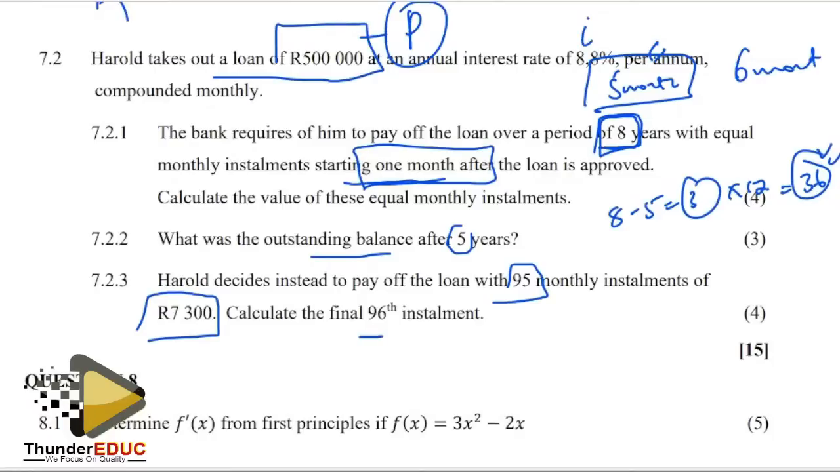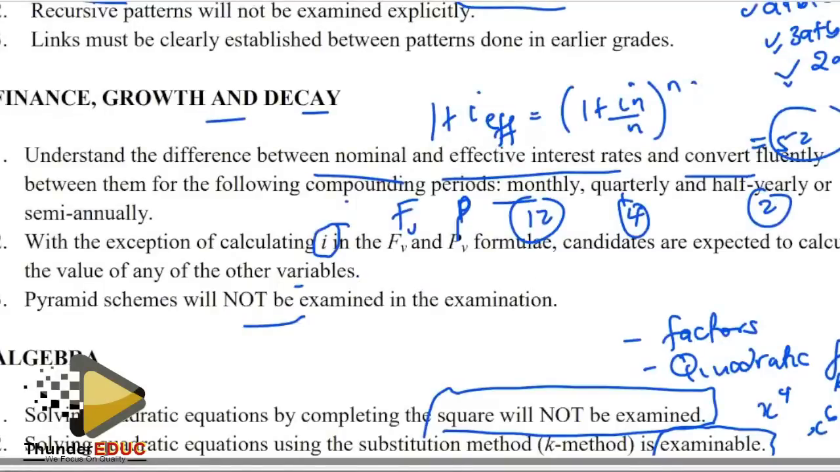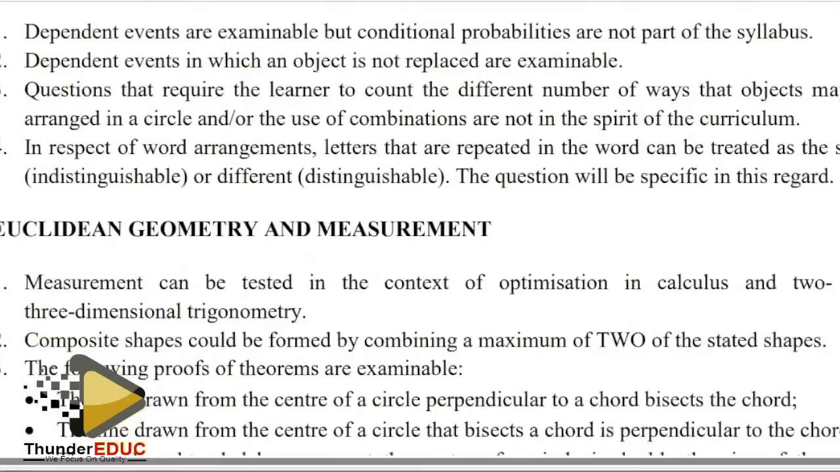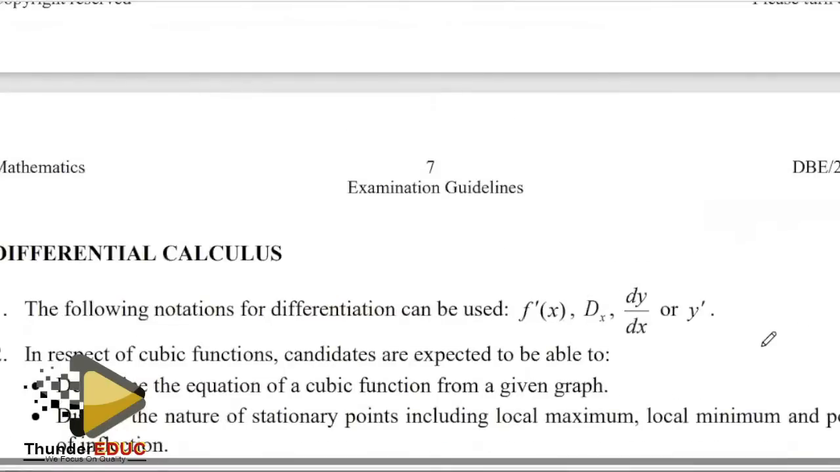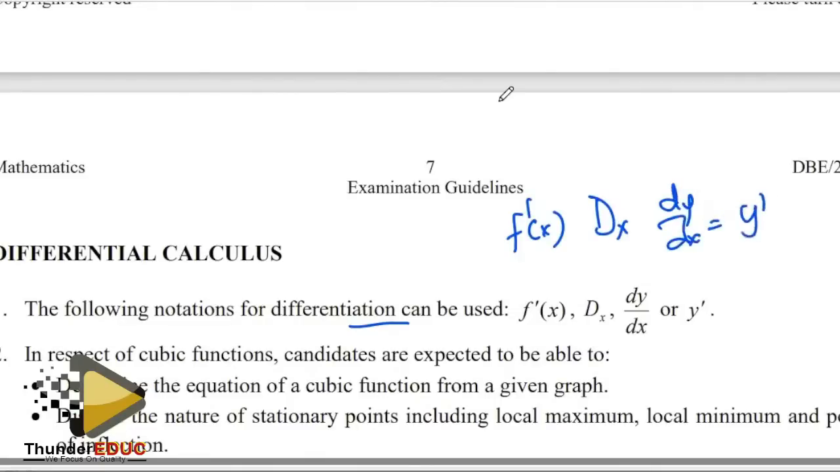Okay, so that is finance, and that's what we should expect. Plus minus 15 marks. If we can get 3/4 of them, well and good. Next, we have what we call the calculus, differential calculus. Okay. So differential calculus, we have notations that we use for differentiation. Number one is what we call the f prime, okay, of x. Sometimes we just call it the dy dx, or sometimes it's just the y prime.